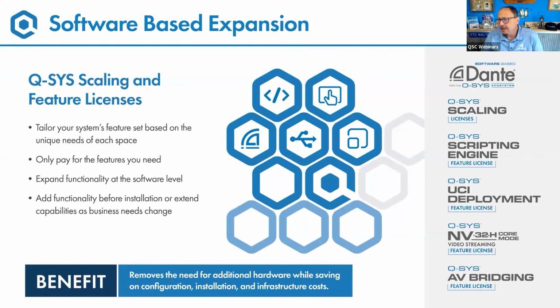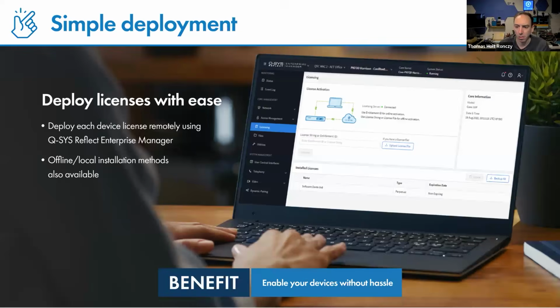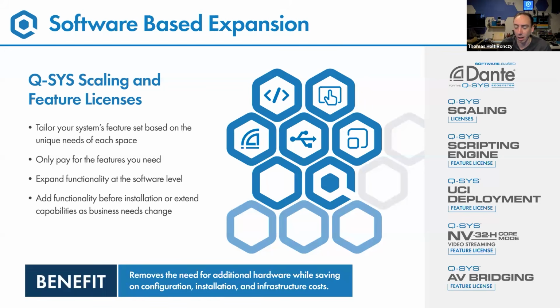So with lots of different scaling licenses, you have the ability to pay for only the features you need and expand functionality at a software level. So there is some scaling that can be done. The scripting engine, UCI deployment, those will be going away. And then you have some AV bridging feature licenses as well. So while we're talking about the scaling licenses, we are making a change to previously the small cores.